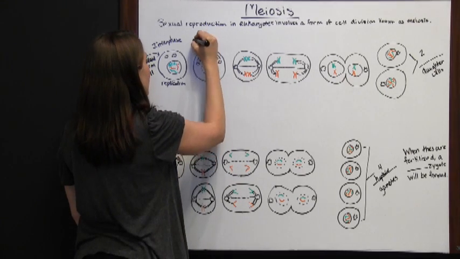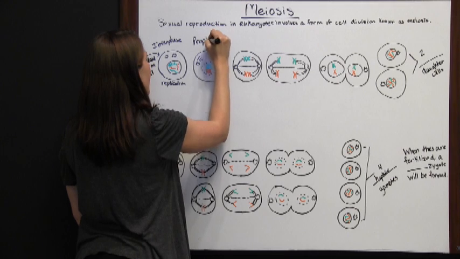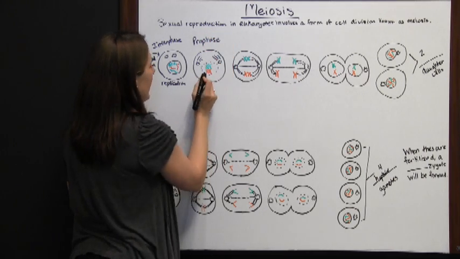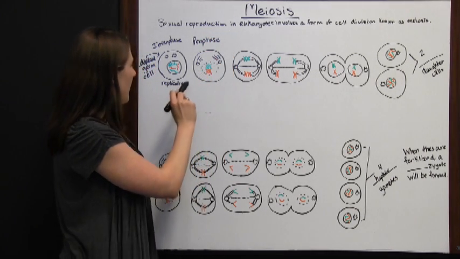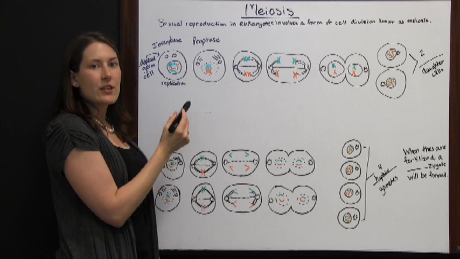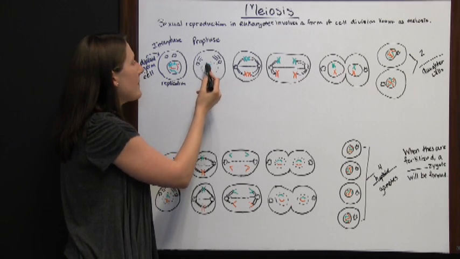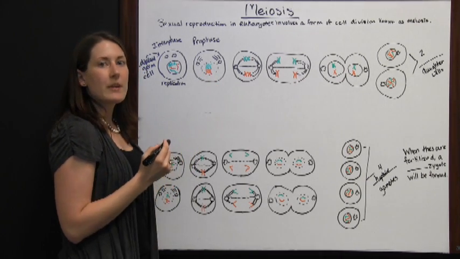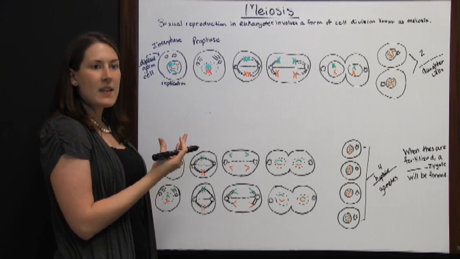In the next phase, we have prophase, and the replicated genetic material is going to line up in homologous pairs, which means that each one is the same genetic material.